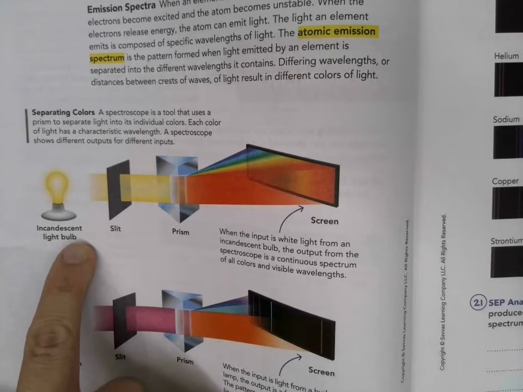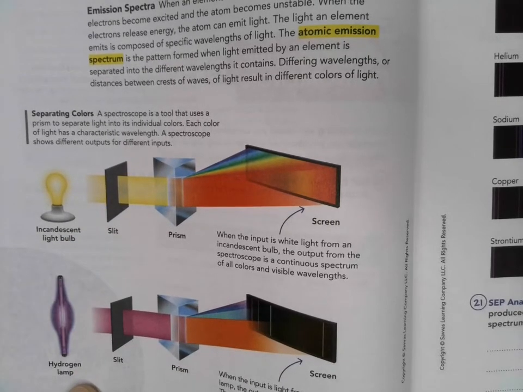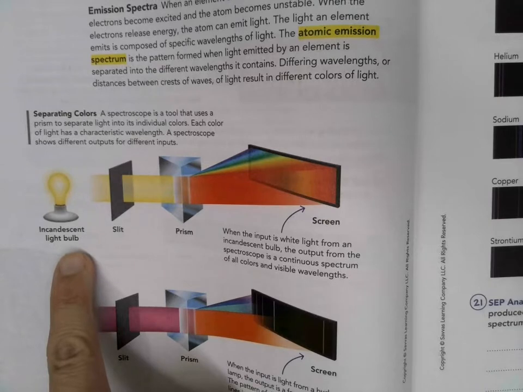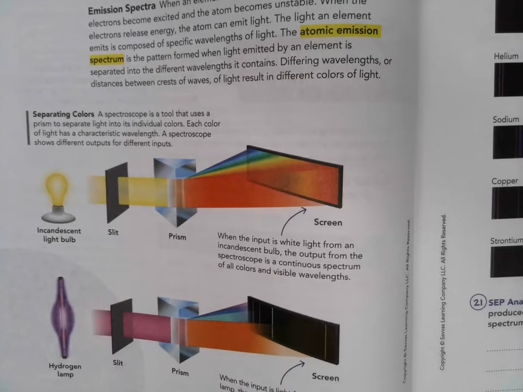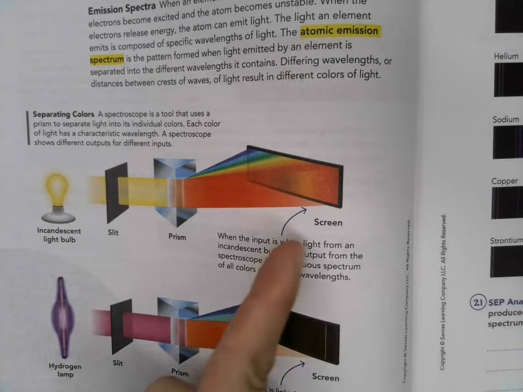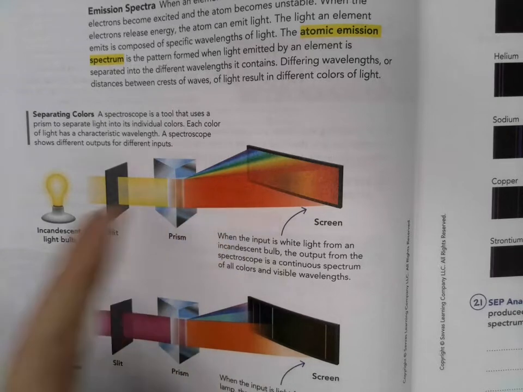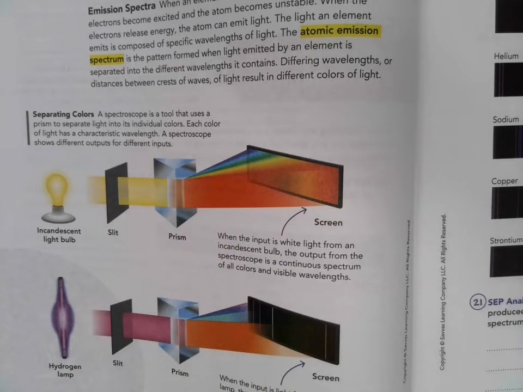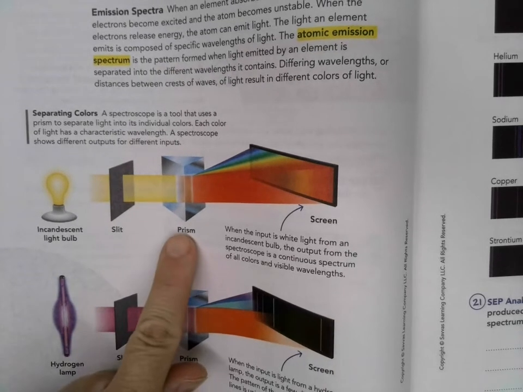We have an incandescent light bulb, and we have a hydrogen lamp. Incandescent light will send a full spectrum of colors. You'll see red, orange, yellow, green, blue, and violet, etc. Roy G. Biv. If you've taken physics, this section will help you. And it's being separated by a prism.